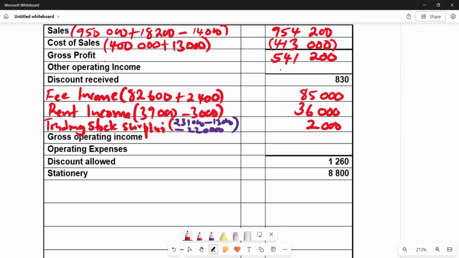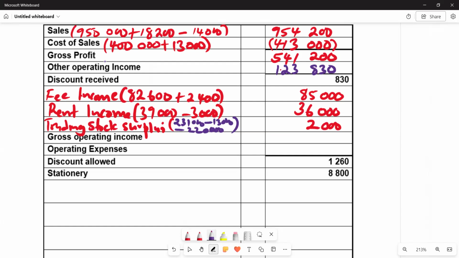So now we can add 830 plus 85,000 plus 36,000 plus 2,000 to get the total for other operating income here, which is now going to be 123,830. So this is what we have.